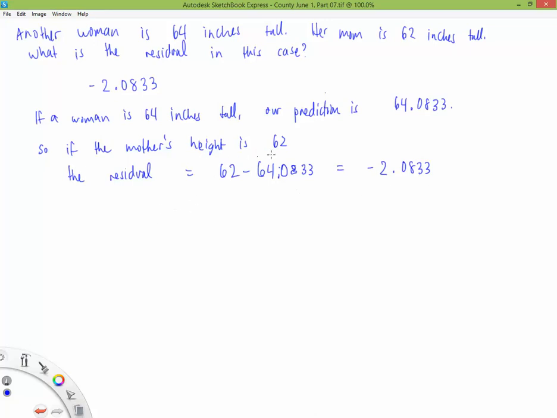So if the mother's height is, so our actual value for the mother's height is what? 2.0833 inches shorter than our prediction.